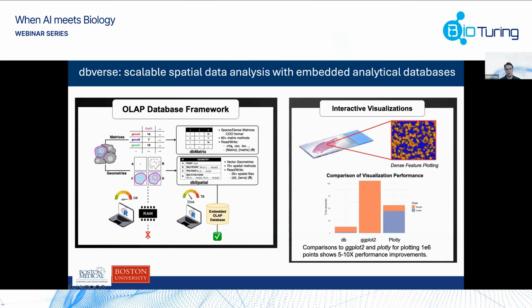Along the same lines, when we use some of those ideas, we can also build interactive visualizations that are a lot faster than state-of-the-art plotting tools like ggplot or plotly. So that's also one way that we can not only do the spatial data analysis or the function development, but also the visualization, because spatial data analysis is really a combination of data science and visualization, right? And we see really big improvements. I think this is really exciting.